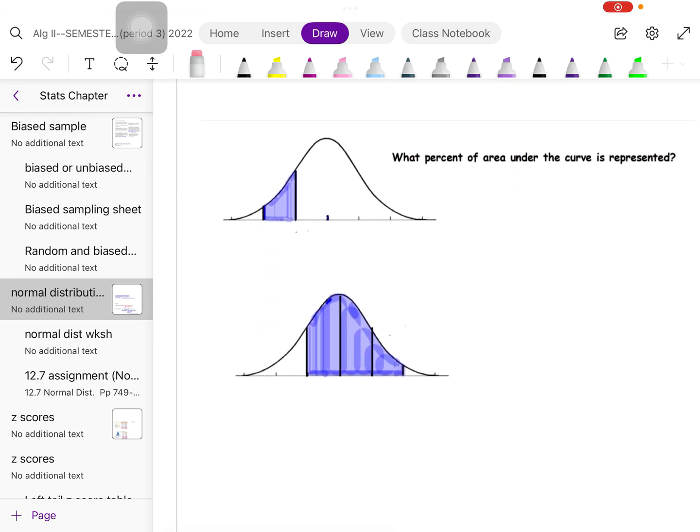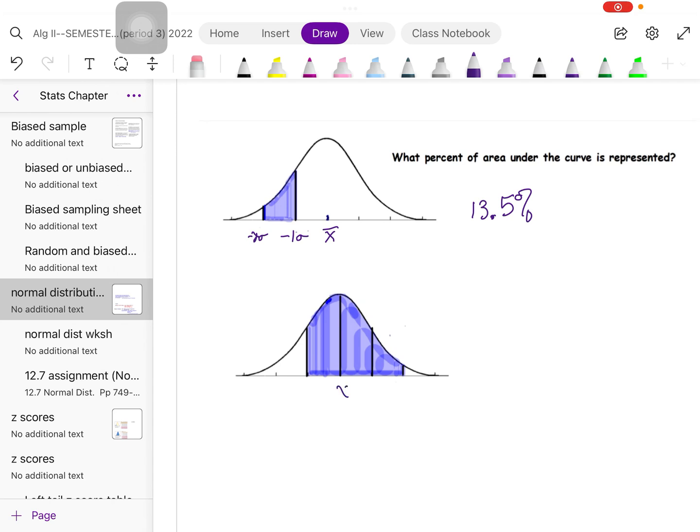So you will be given pictures like this. What percent of area is under the curve? So right here is my X bar. So this is negative 1 deviation, negative 2 deviations. So between 1 and 2 deviations is 13.5% of the data that is shaded.